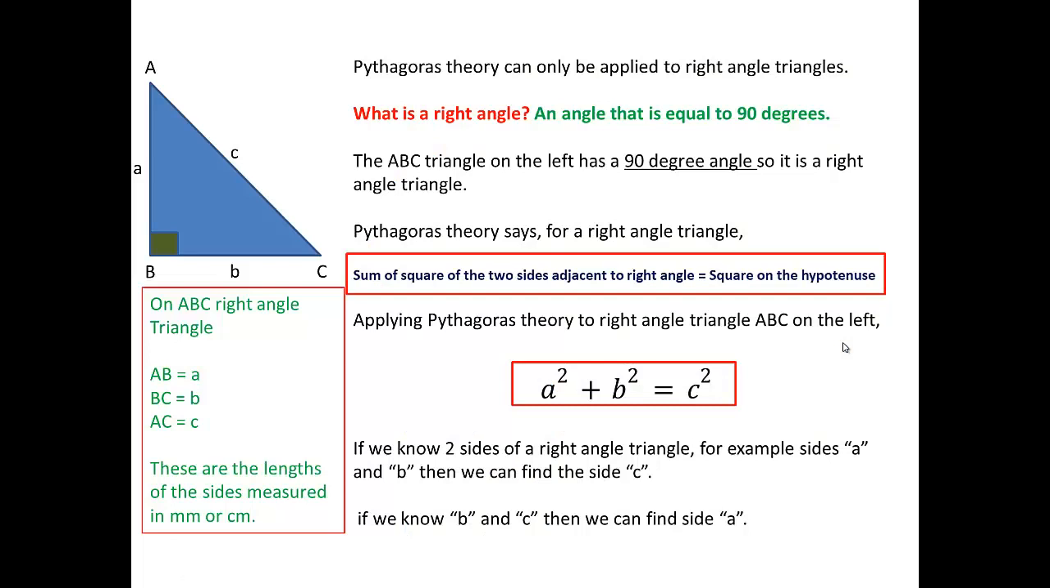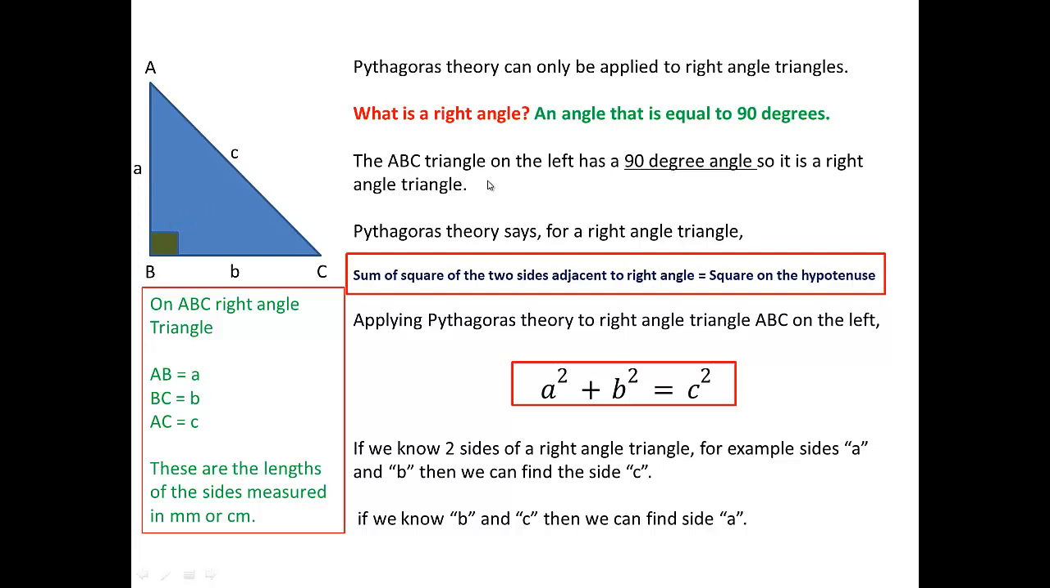Pythagoras theorem can only be applied to right angle triangles. What is a right angle? An angle that is equal to 90 degrees. We use a little square to represent the 90-degree right angle.